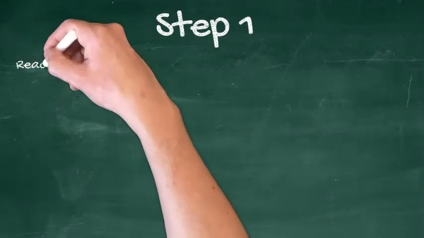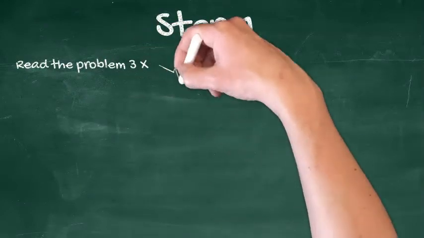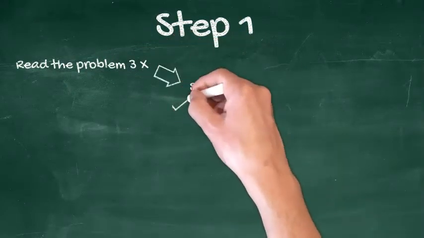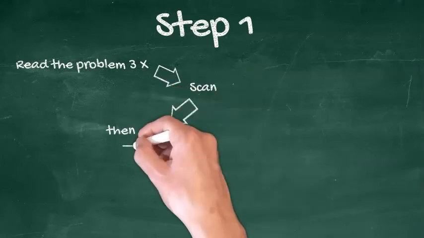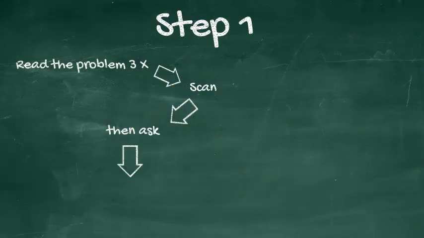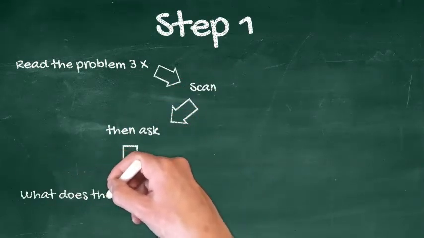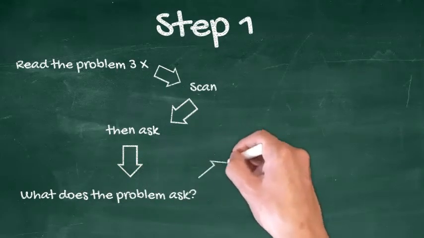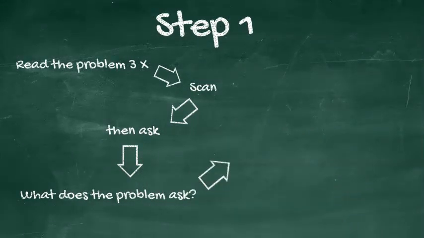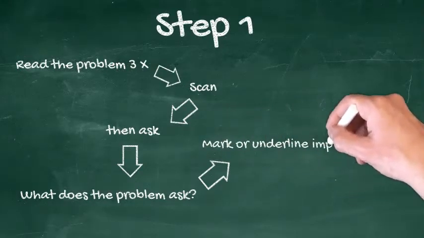Step 1. Read through the problem at least 3 times. The first reading should be a quick scan, and the next 2 readings should be done slowly to find answers to these questions. What does the problem ask, usually located at the end? Mark all information, underline all important words or phrases.